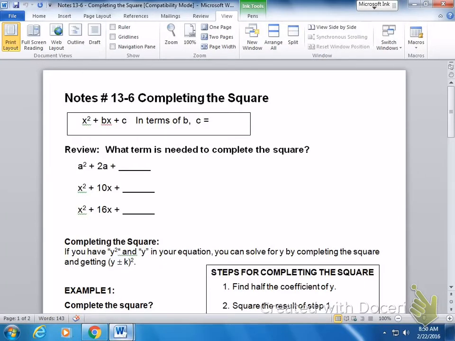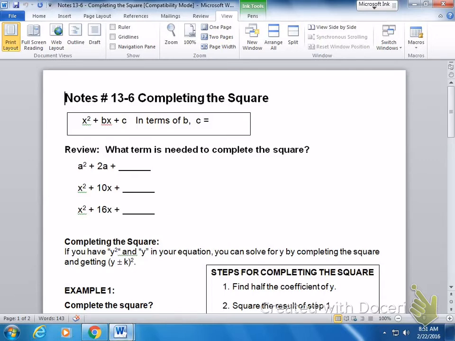All right, guys, so far in Chapter 13, we've talked about solving by factoring. We've solved by formula using the quadratic. Today we're going to solve by completing the square. Completing the square is really not that big of a deal. It's a process. You may not like it at first, but I promise you if you can do this well, it's the easiest way.